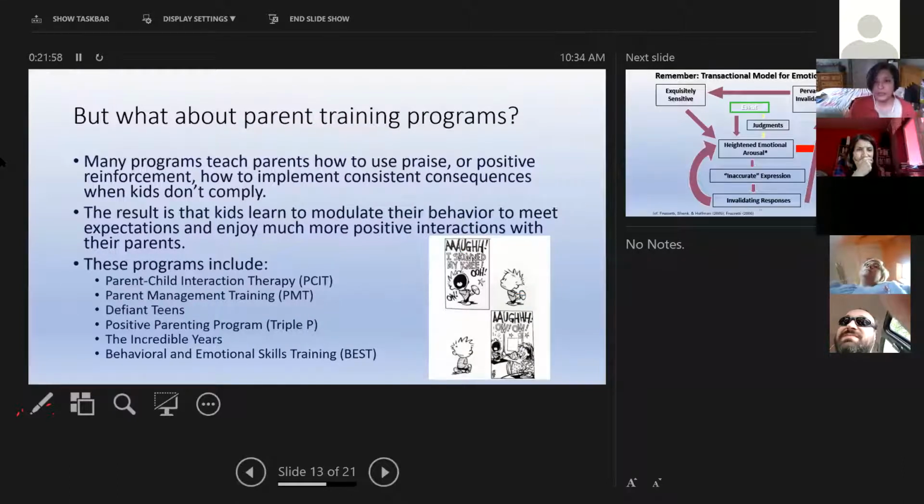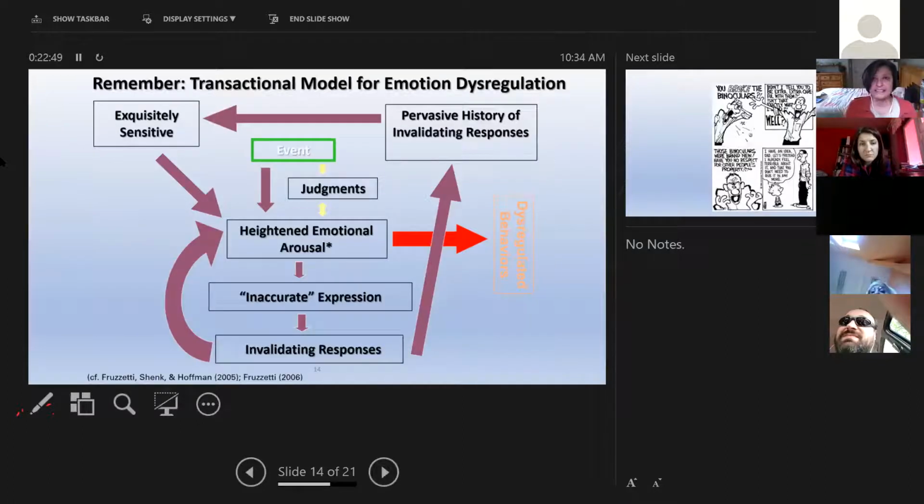Now, I do want to mention parent training programs, because they are relevant here. As I mentioned previously, many of our parents and children coming into our program have tried parent training programs, and many solid parent training programs really teach solid use of praise, solid use of positive reinforcement, how to implement consequences consistently. Many families benefit from this, and kids learn how to modulate their behavior to meet the expectations, to get the reinforcement. I've listed some of the most heavily researched parent programs here. The problem is that this is a transactional model.